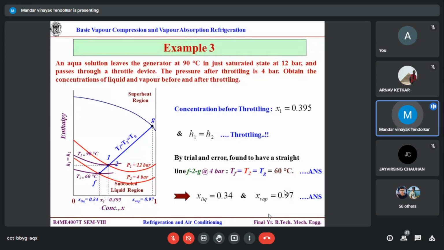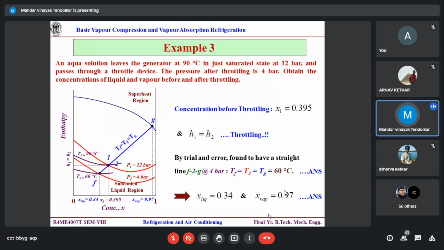Online people, are you getting X1? 0.3839, whatever it is. Yes, sir. Sir, getting 0.4. Okay. 0.3839, whatever it is. Now point 1 is equal to point 2. The only thing that changes is the pressure and the corresponding temperature, of course. So now you have to trace the line for 4 bar, that is 400 kPa. Then assume any point F. Now I have given the answer, you can cross check 60 degrees and 4 bar. Find out the intersection.